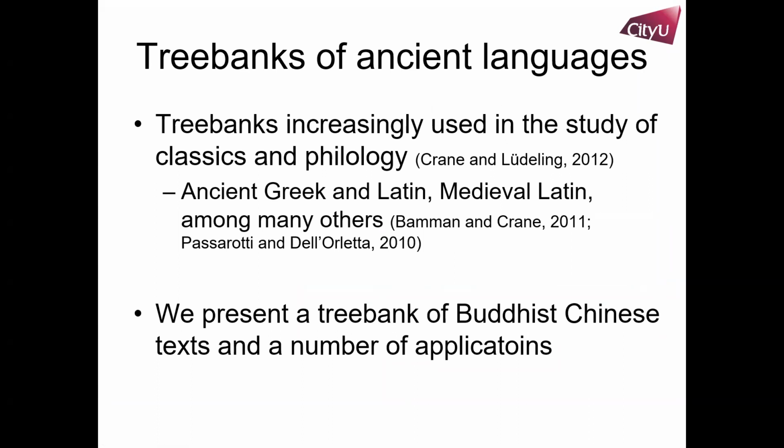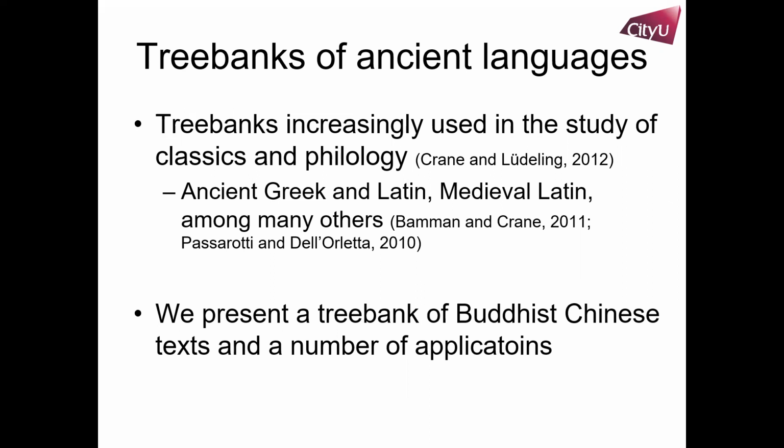As was just mentioned, tree banks are increasingly used in other areas of study, including the study of classics and philology. There are many tree banks developed already for this purpose. For example, the ancient Greek and Latin tree bank from the Perseus Project. There's also a medieval Latin tree bank of the works of Thomas Aquinas, among many others that I don't have the space here to list.